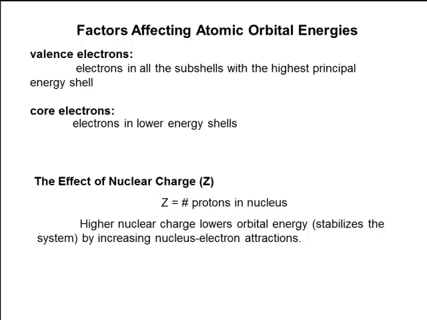All right, if we think about that, the number of protons in a nucleus is going to give us our positive charge in our atom. So the higher that nuclear charge, we're going to get a lower orbital energy because we're going to get a more positive attraction on those electrons. Those electrons are going to be pulled closer towards the nucleus into lower energy levels, and that's going to help stabilize the system. So let's look at an example of this.